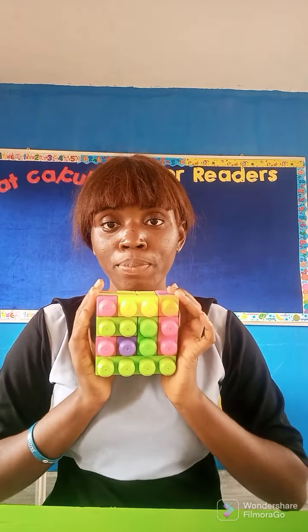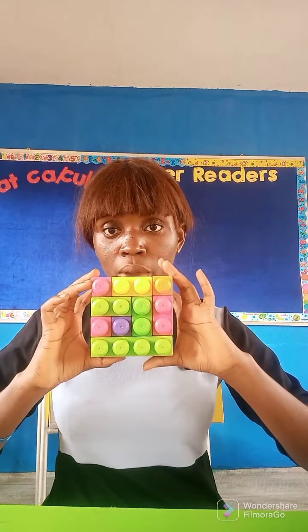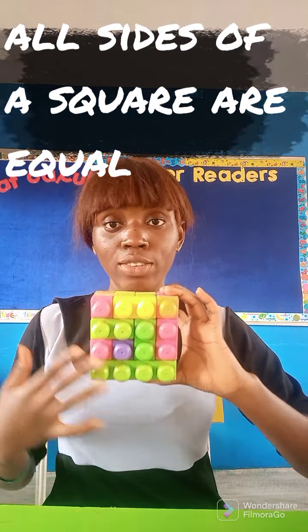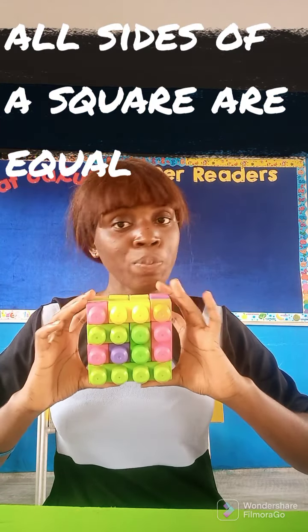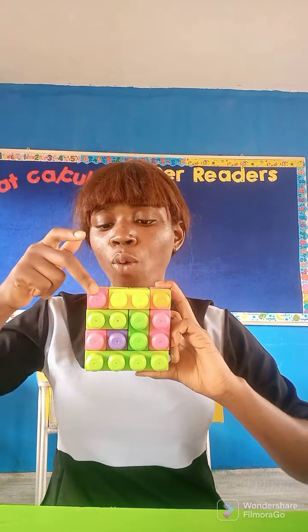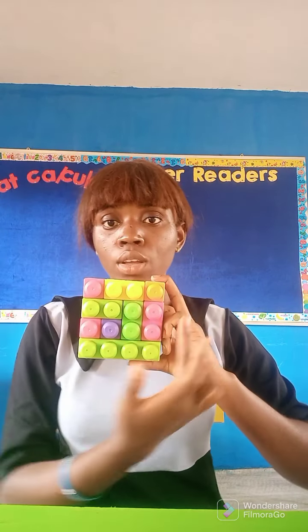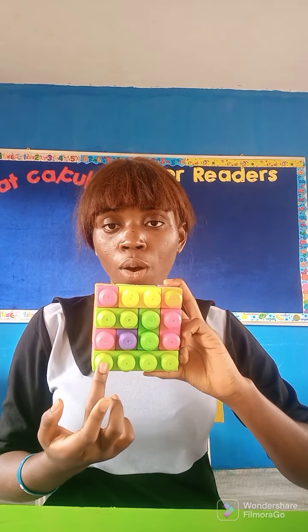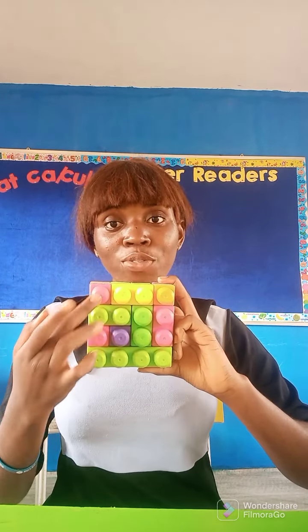Now, this is a square. How do I know this is a square? Because all sides of my square are equal. Let's confirm that. We have 1, 2, 3, 4, and 1, 2, 3, 4, and 1, 2, 3, 4, and 1, 2, 3, 4. So all sides of your square are equal.